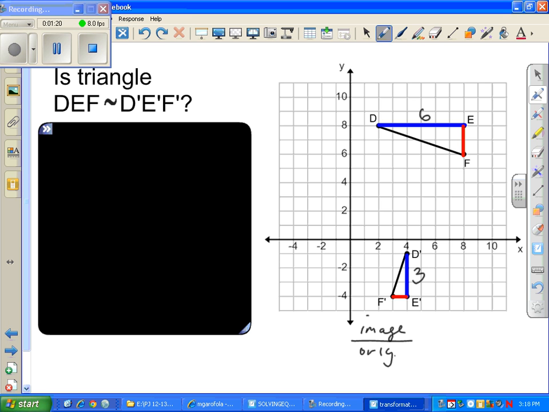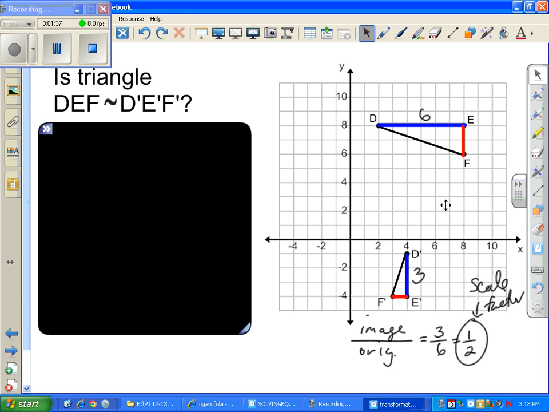So we're going to write a ratio of the image to the original. So the image, D prime, E prime, 3, the original, DE, 6. If we simplify that, we get 1/2. This is our scale factor for this triangle.